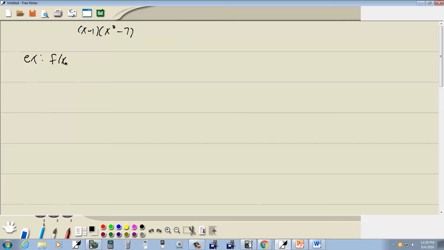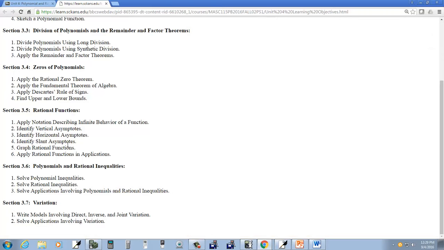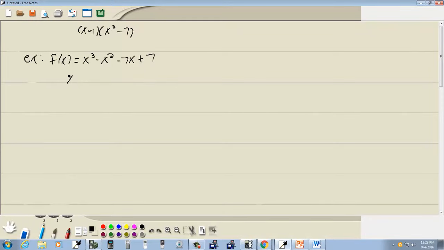Okay, so we've got f of x is equal to x to the third minus x squared minus 7x plus 7. And this section is about finding zeros. And we already said earlier that if you're going to find zeros, you need to set your function equal to 0. So I've got x to the third minus x squared minus 7x plus 7 equal to 0. I could factor this by grouping, but let's pretend we can't, because we're trying to learn this process. I'll show it both ways. I'll do it first by hand, and then I'll do it by the calculator.